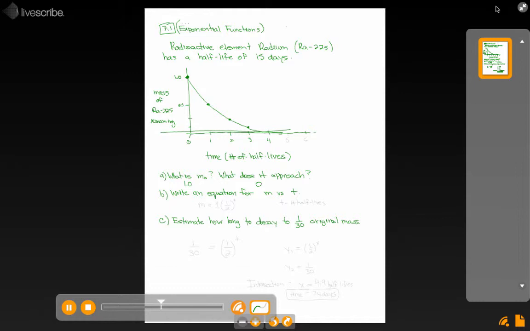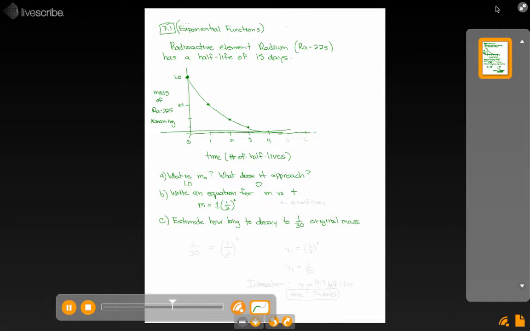To write an equation for m versus t is a little tricky because it's the first time we've ever had to do this, but our mass is going to be equal to our initial amount, which is 1, times 1/2 to the power of t, where t is the number of half-lives. So let me show you why that works. If you let t be 0, you've got 0 half-lives, and you've got 1/2 to the 0, which is 1. 1 times 1 is 1. So you start off with a mass of 1.